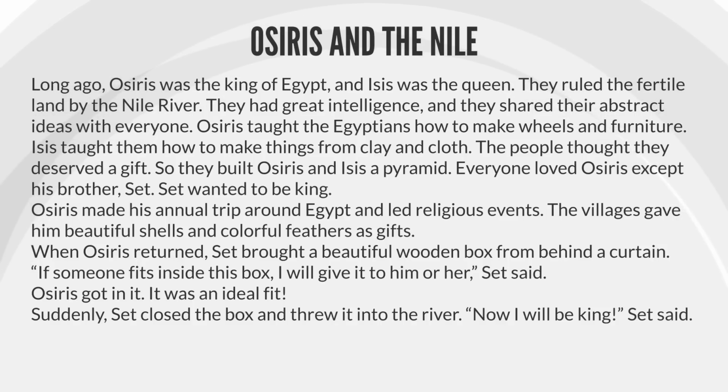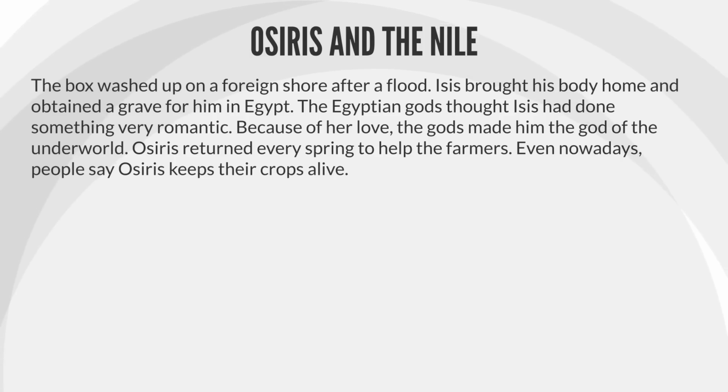Suddenly, Set closed the box and threw it into the river. "Now I will be king," Set said. The box washed up on a foreign shore after a flood. Isis brought his body home and obtained a grave for him in Egypt. The Egyptian gods thought Isis had done something very romantic. Because of her love, the gods made him the god of the underworld. Osiris returned every spring to help the farmers. Even nowadays, people say Osiris keeps their crops alive.